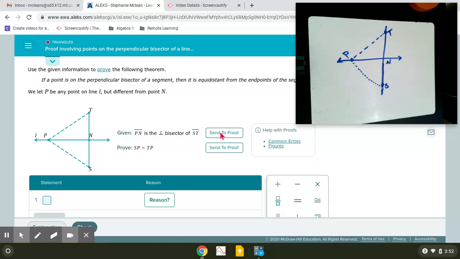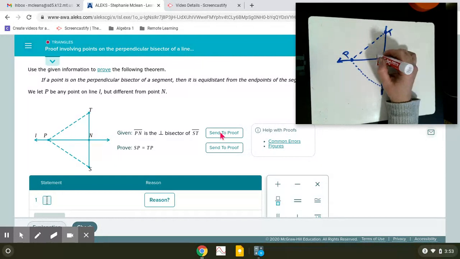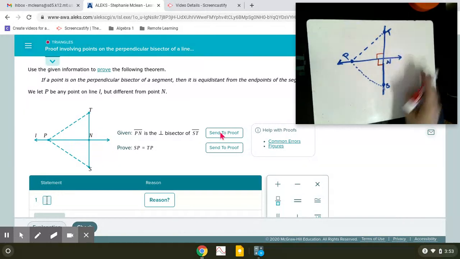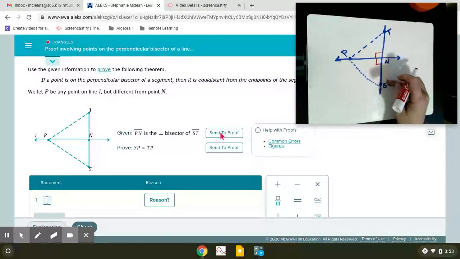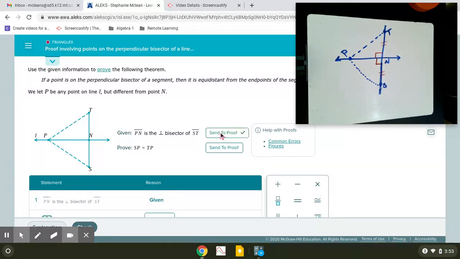They tell us that PN is the perpendicular bisector of ST. So perpendicular bisector means that it intersects at a right angle. So both of these two sides are right angles. And then it also tells us that the segment TS is divided into two equal parts. So we're going to send that to proof.